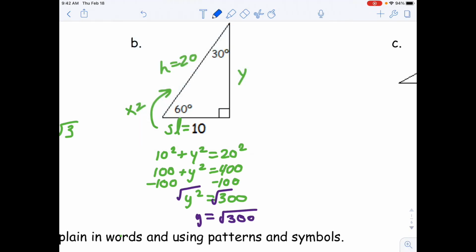All right, so y equals the square root of 300. Hopefully it's obvious what the largest square factor is here. It's 100, and then the other one's radical 3. So the final answer is 10 radical 3.